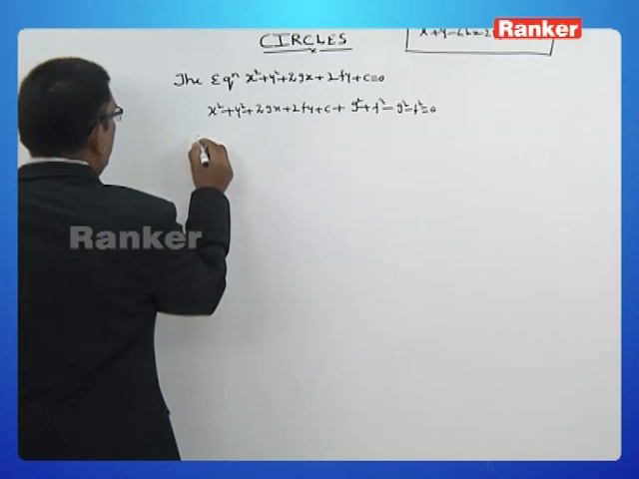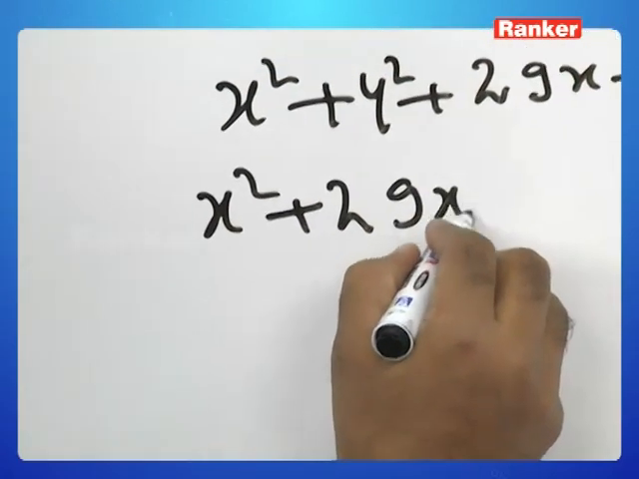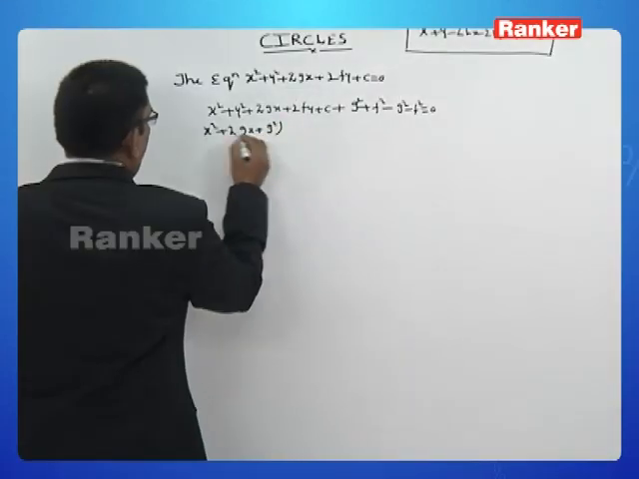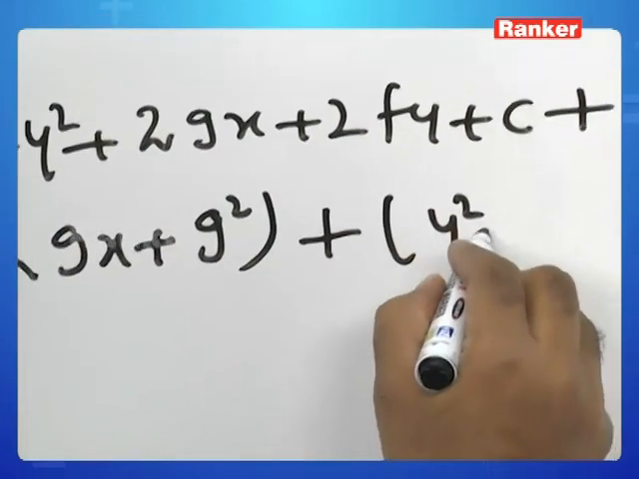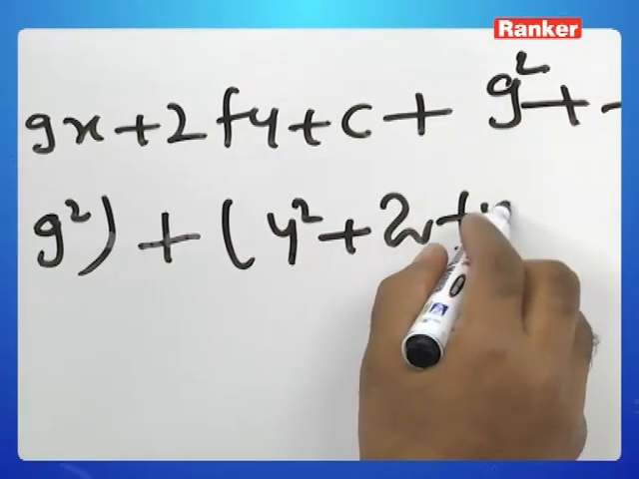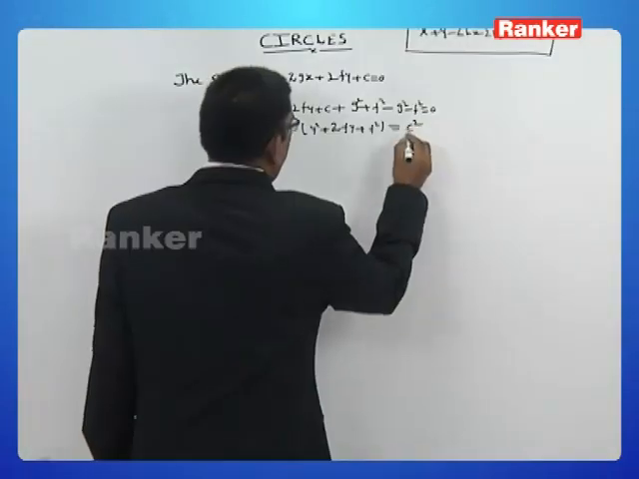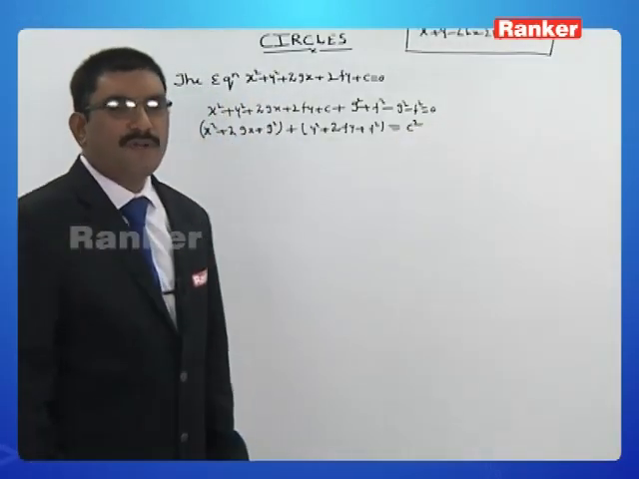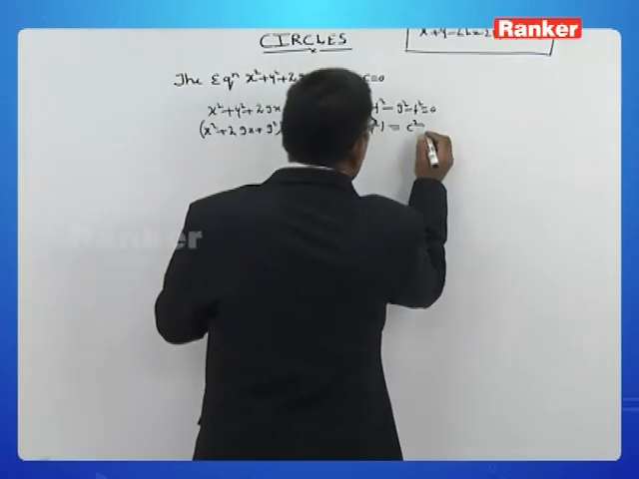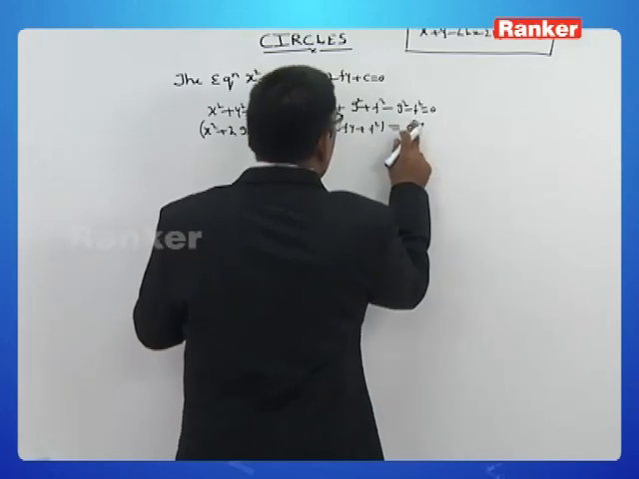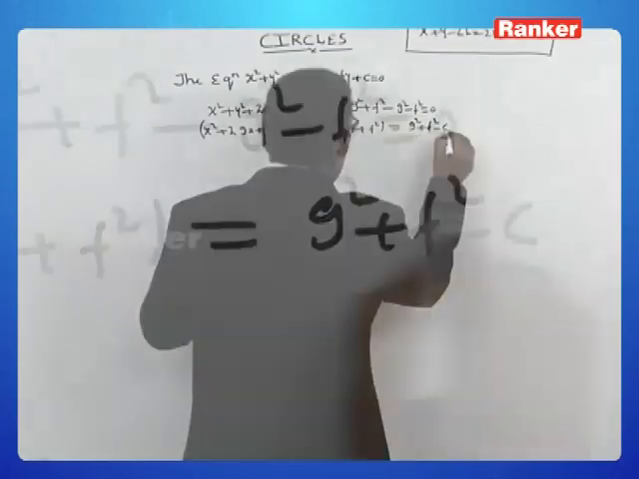Now group the like terms: x square plus 2gx plus g square in one bracket, plus y square plus 2fy plus f square in one bracket. Transfer c square to the RHS. So therefore, meanwhile this g square also, so that is minus c, this is minus c, that is g square plus f square minus c.